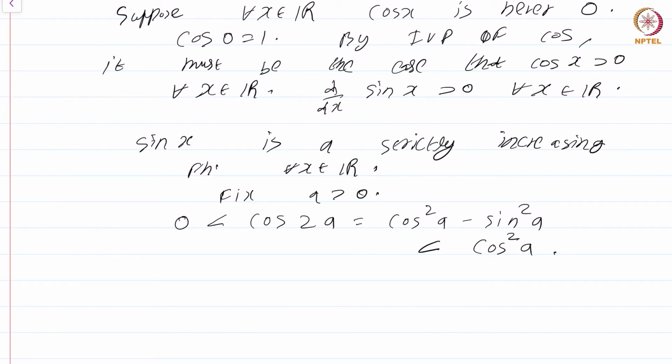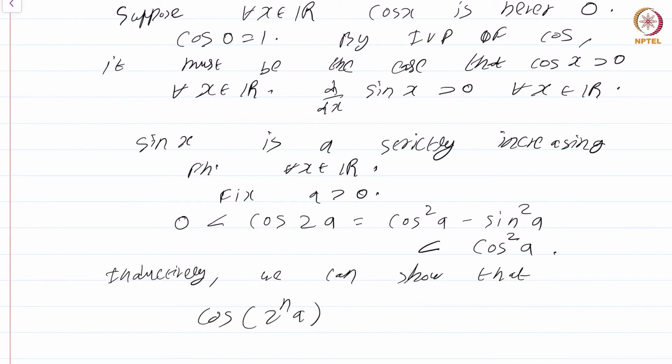Now, inductively we can show that cos 2 power n a is less than cos a the whole power 2 power n.